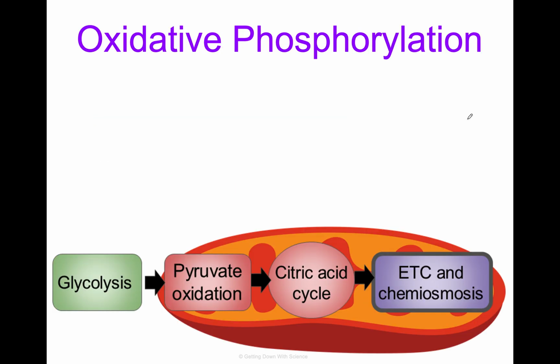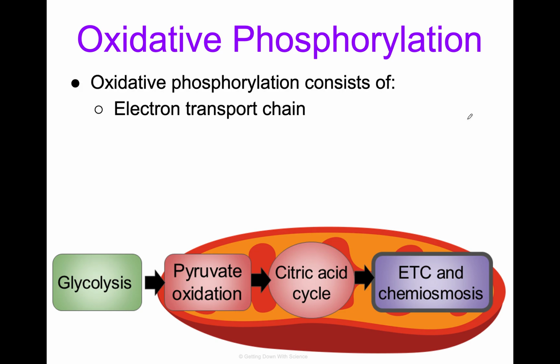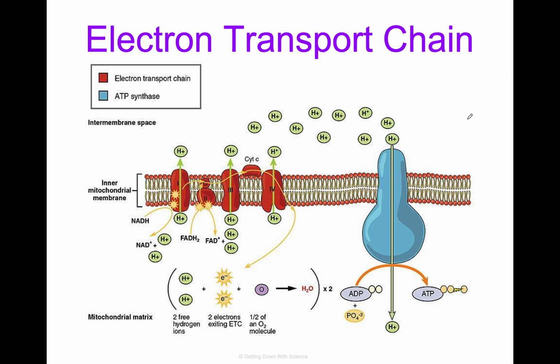All right, last part of this process. The electron transport chain and chemiosmosis. We call this oxidative phosphorylation. It consists of, as I just said, the electron transport chain and chemiosmosis. Here is the whole electron transport chain in the mitochondria as it applies to cellular respiration. You may notice a few things. It looks similar to photosynthesis.